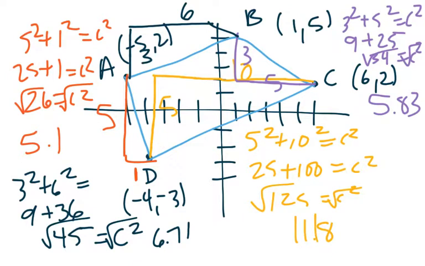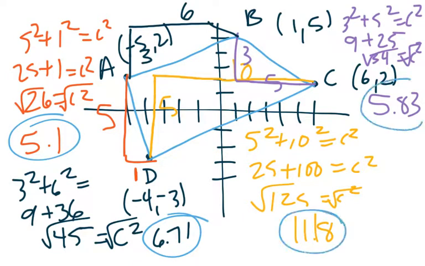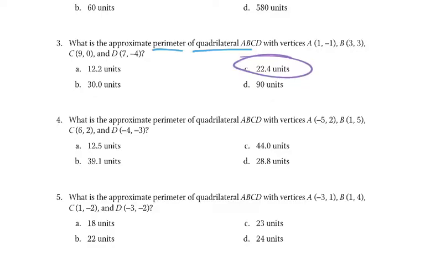So then we add all these up. So 5.1, 6.71, 11.18, and 5.83, and we get about a perimeter of 28.82, which 28.8 would be right there.